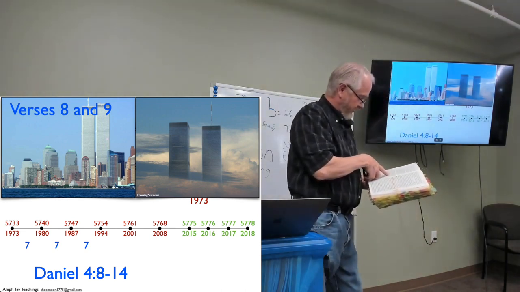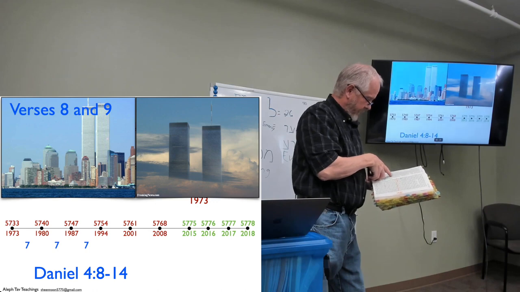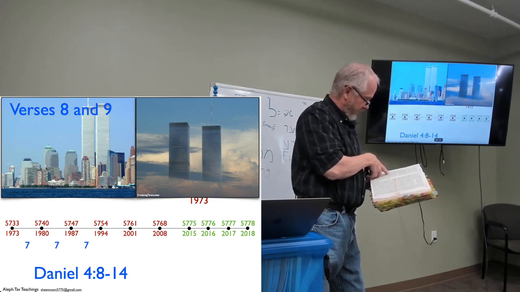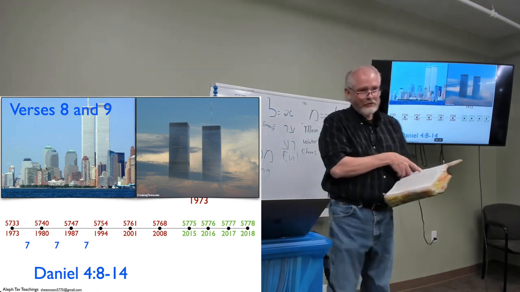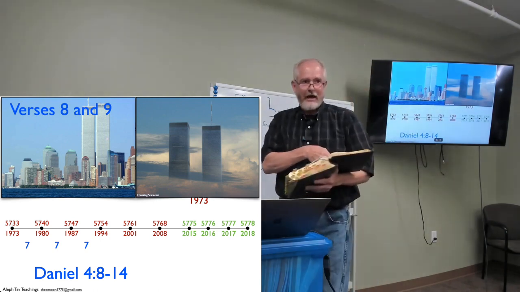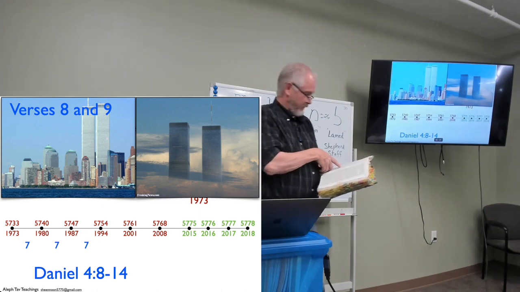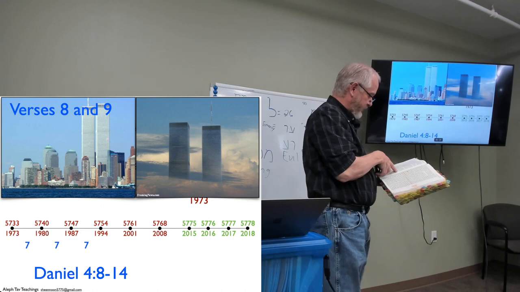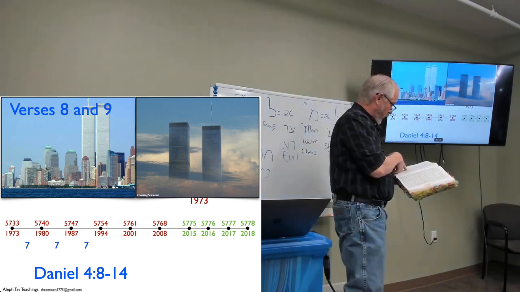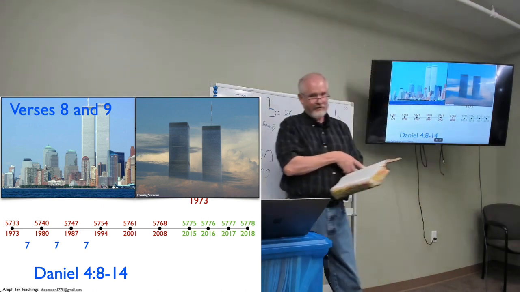Its fruit was plentiful, and there was food for all in it. Under it, the beasts of the field took shade. Nations are always represented as animals, as beasts. So all the nations, under it the beasts of the field took shade, and the birds of the heaven nested in its branches, and all flesh was fed from it.